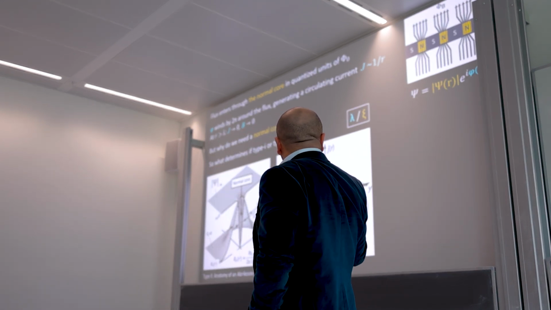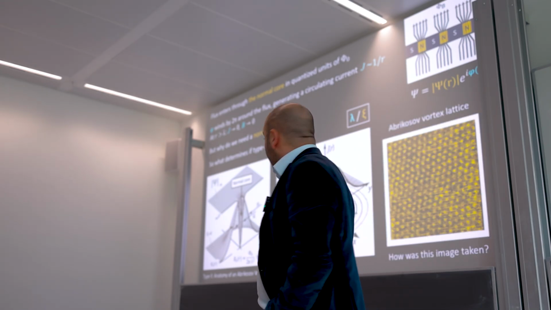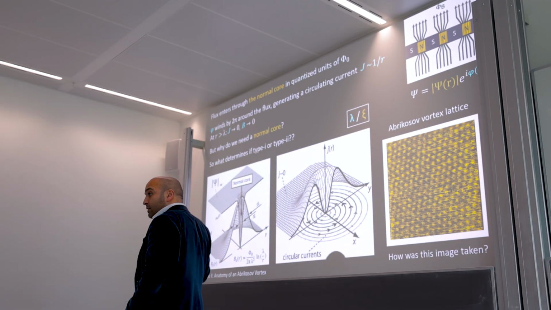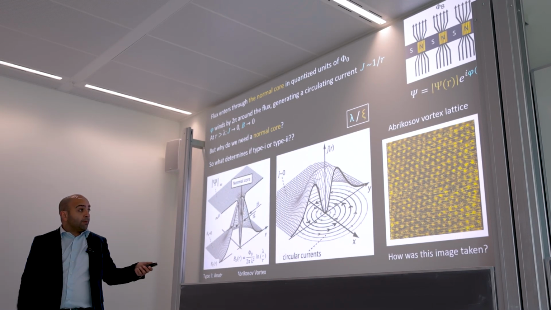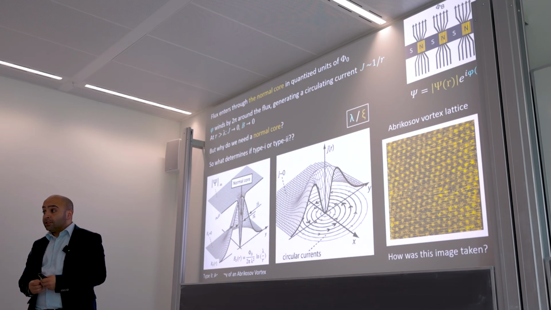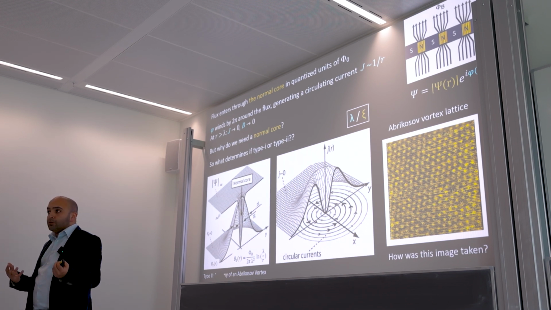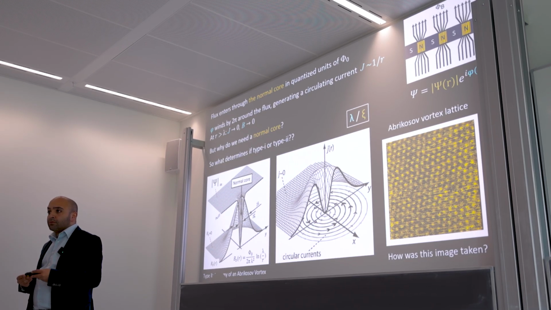And when you do have a type 2 superconductor and apply a magnetic field, you have something like this. This is called the Abrikosov vortex lattice. It's a honeycomb-shaped lattice. Why? Any idea why it looks like this triangular lattice? Yes, it's the optimal packing in a 2D system. And then the question is, why would vortices try to avoid each other and go for this optimal packing?